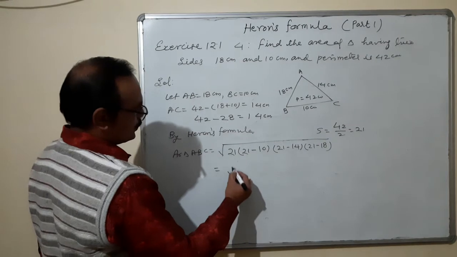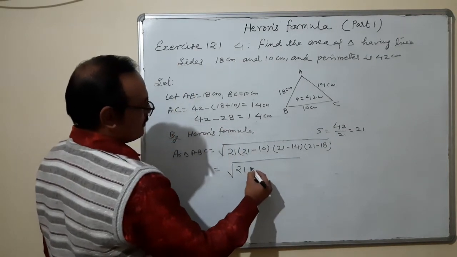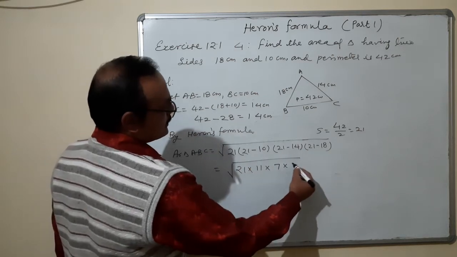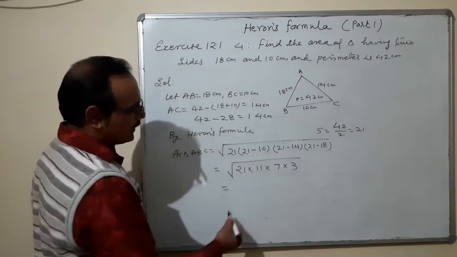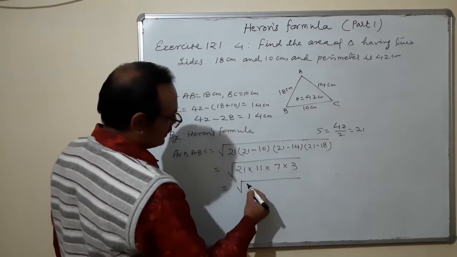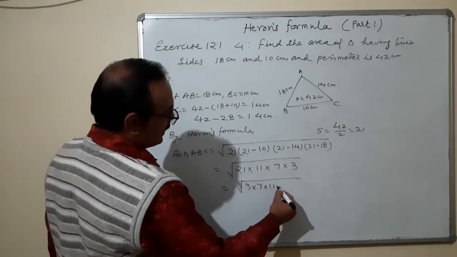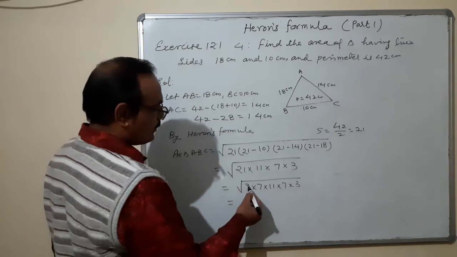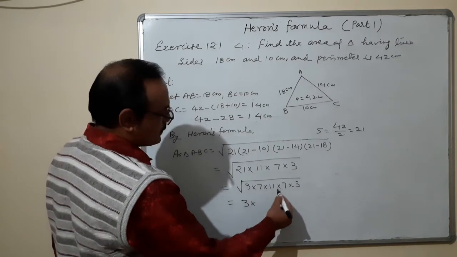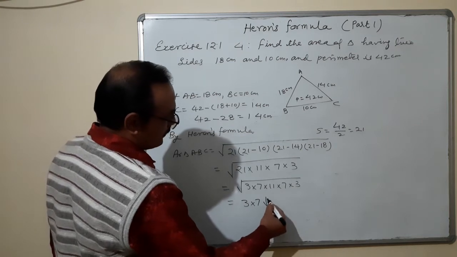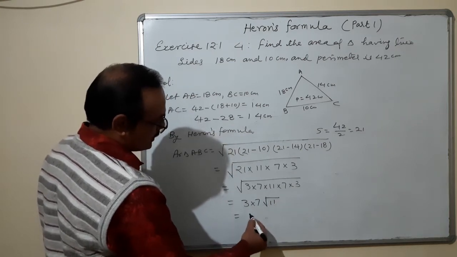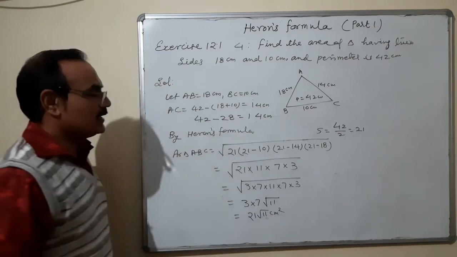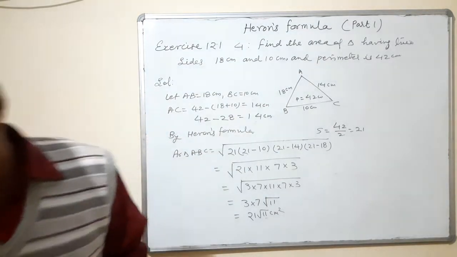So it is coming 21 multiplied by 11, 7, and 3. Again using the same thing, making a prime factor of it: 21, 3 7s are 21, into 11 into 7 into 3. Okay. So you can see one pair of 3, one pair of 7, and no pair of 11. 11 stays inside the root. So 7 3s are 21 under root 11 centimeter square. This is the area of the triangle.